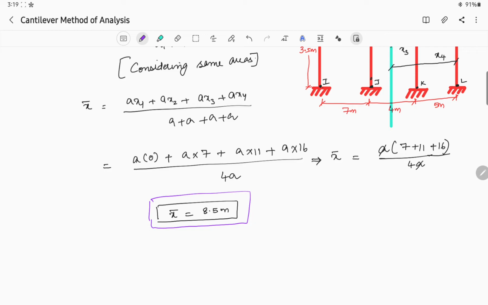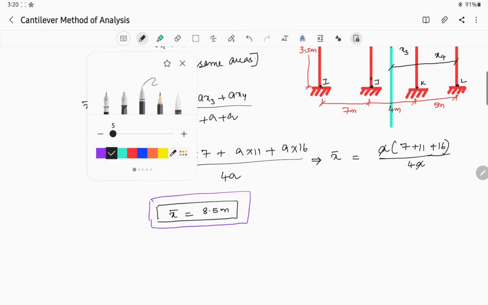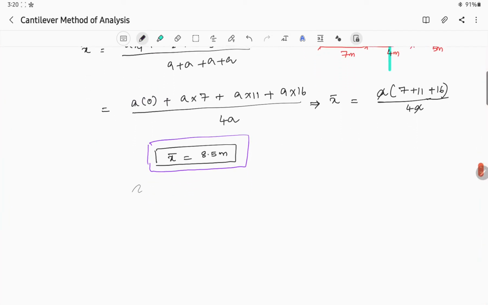So the location of the centroidal axis is over. Now after calculation of x bar, we can calculate the values of x1, x2, x3, right? We can easily calculate them. So how will you calculate x1, x2, x3? See here, we know x1 is equal to x bar, which is equal to 8.5 meters.